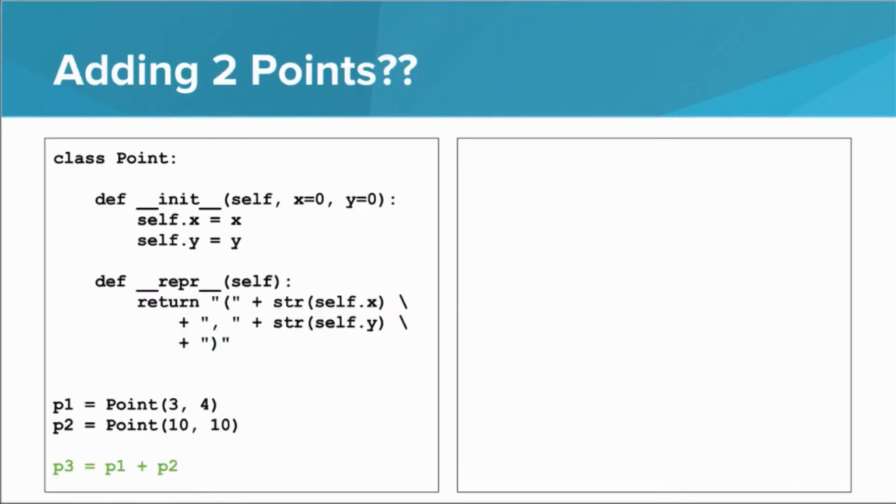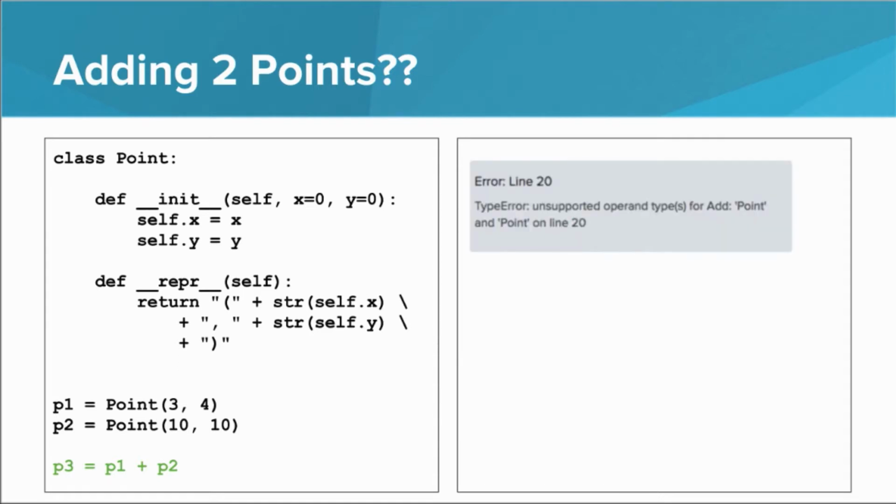Now, what happens when we try to add 2 points? Well, it turns out if you write p3 equals p1 plus p2, if we try to add 2 points together, what we end up getting is an error. We get a type error saying that we have unsupported operand types for add. Add doesn't recognize having a point and a point being added together.